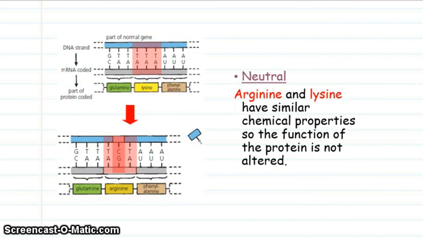The next one, neutral, which results in a different amino acid being incorporated into the polypeptide. However, the actual chemical properties of the new amino acid are very similar to what was there originally. So originally the lysine, but a change in the codon results in arginine being included, which is chemically very similar to lysine. So there's no actual change in the function of the protein.